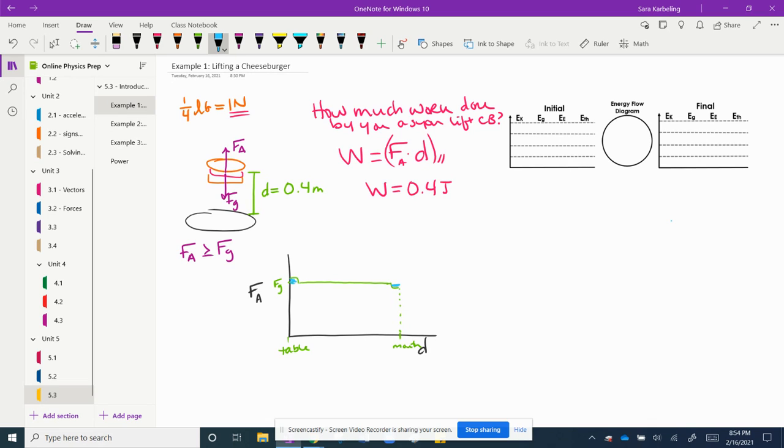And we can see, I think this is so neat, look at the graph, okay, that the force here times the distance here, the area under the curve, is equal to the work done.